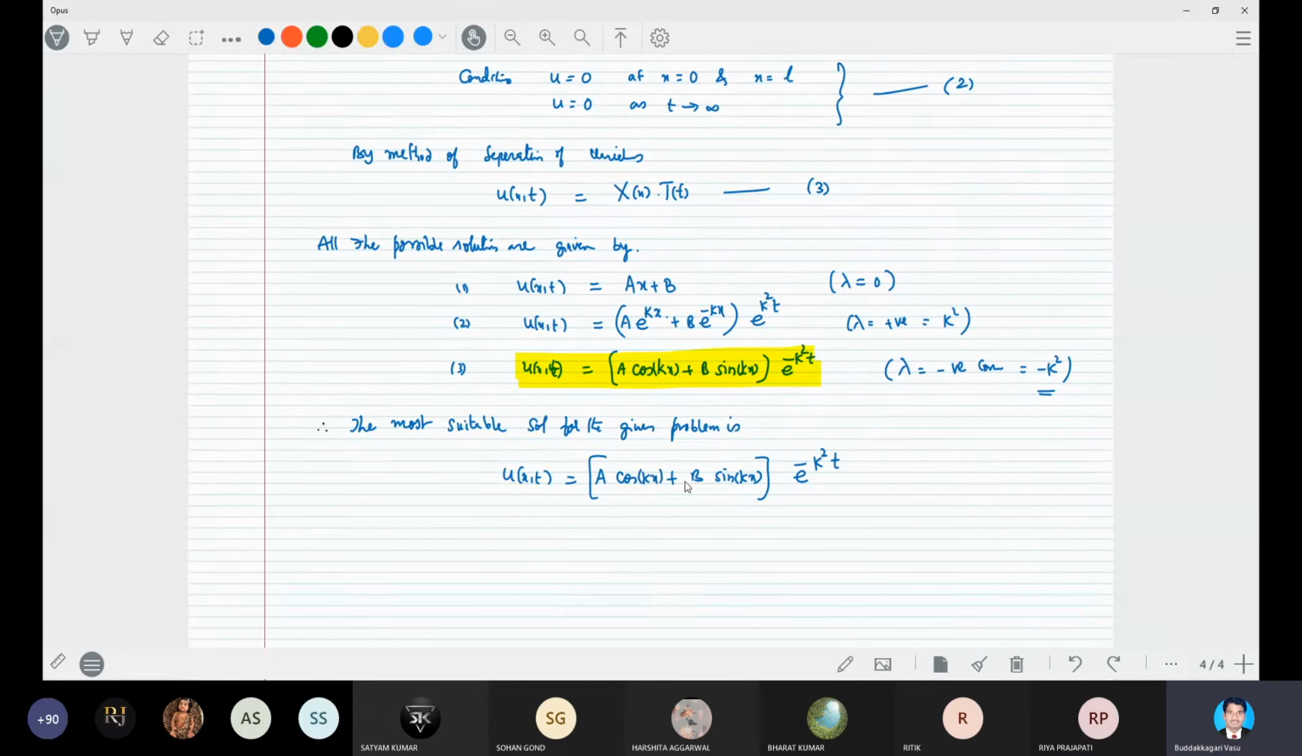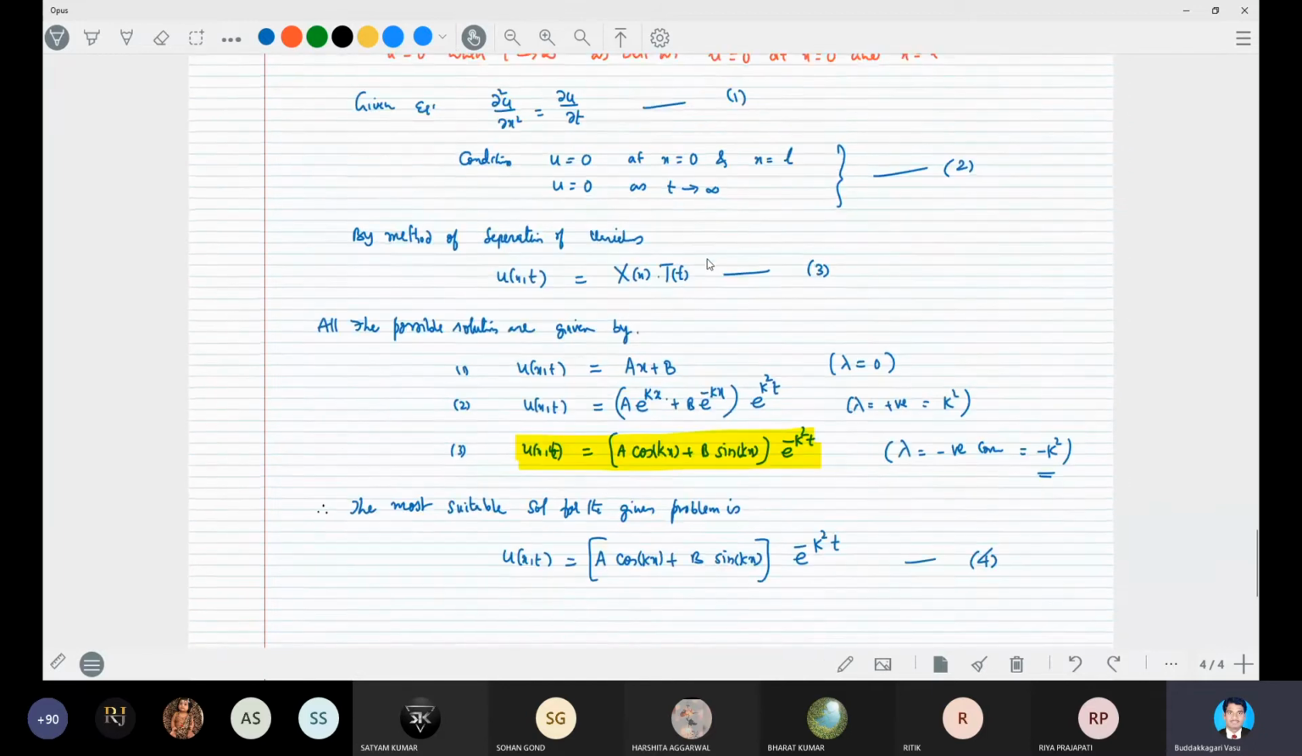That most general, most suitable solution is this one, right? Say this is equation 4. Now you see, there are still two arbitrary constants, a and b, to be determined by using the boundary conditions.